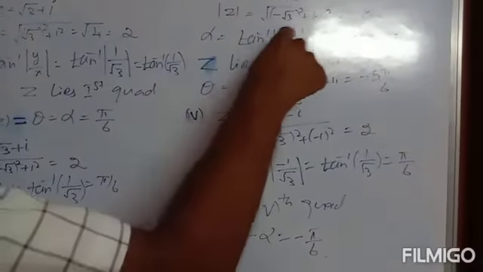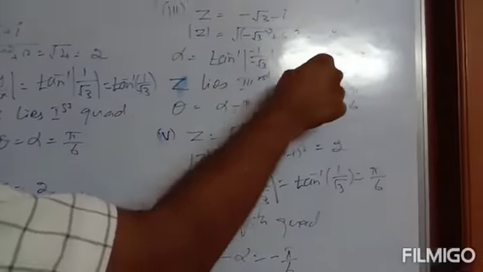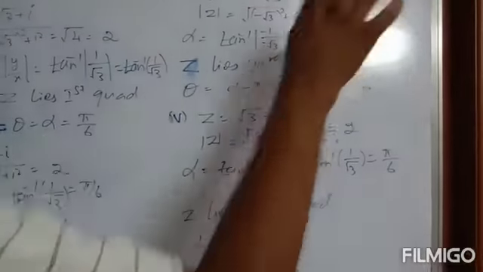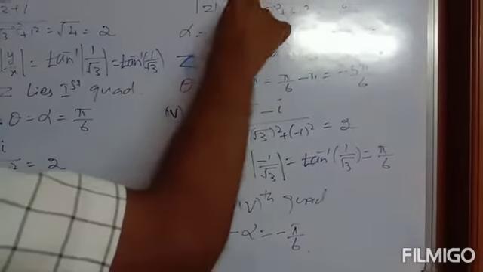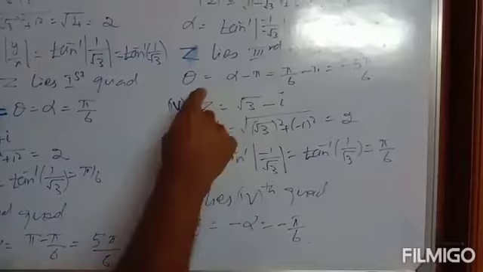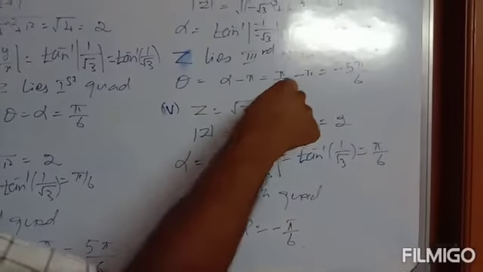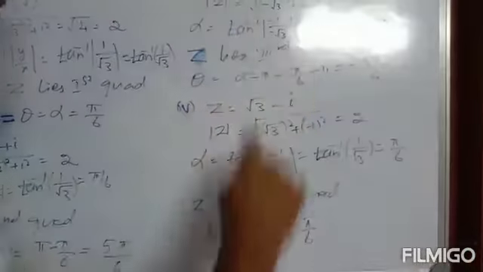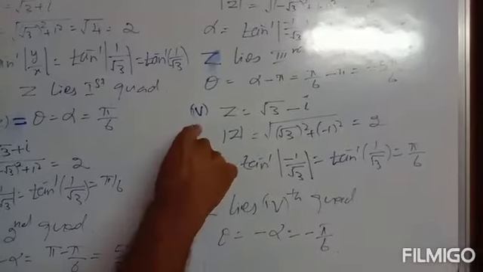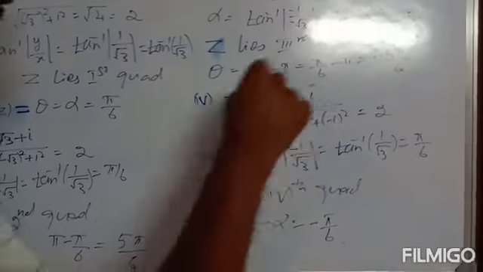Alpha equal to tan inverse of modulus of minus 1 by minus root 3, that is equal to tan inverse of 1 by root 3, that is equal to pi by 6. Now z lies in the third quadrant. Both are minus, so third quadrant. Theta equal to alpha minus pi, that is equal to pi by 6 minus pi, that is equal to minus 5 pi by 6. Okay. For the fourth one, z is equal to root 3 minus i.